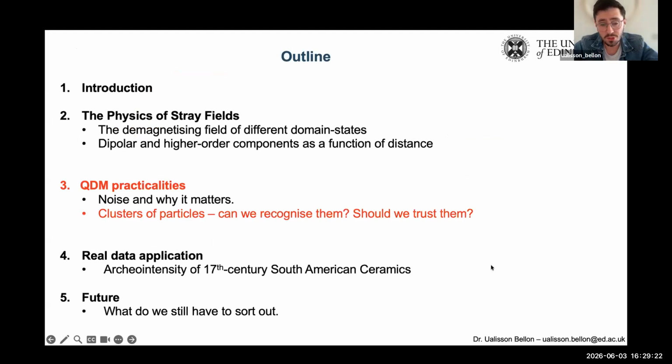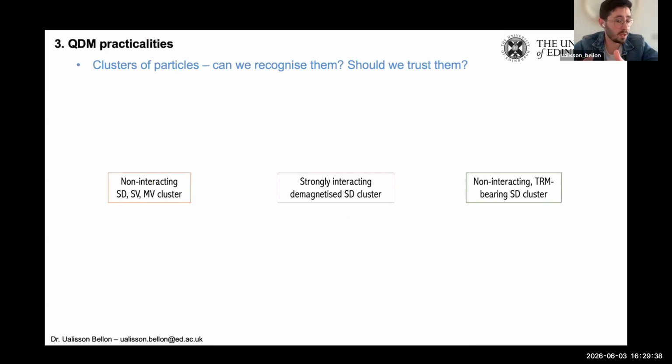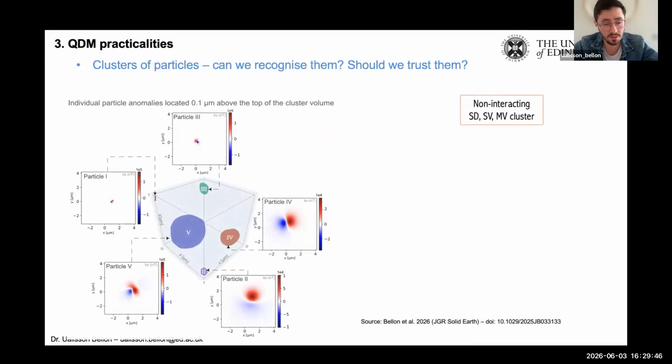But the thing is, we do observe in several of our data non-dipolar signals. So where are they coming from? Well, if we know that single domain particles and vortex state particles should be looking pretty much dipolar from the heights that we're measuring, we still have clusters of particles, right? And in this data set we simulated three types of clusters of particles.